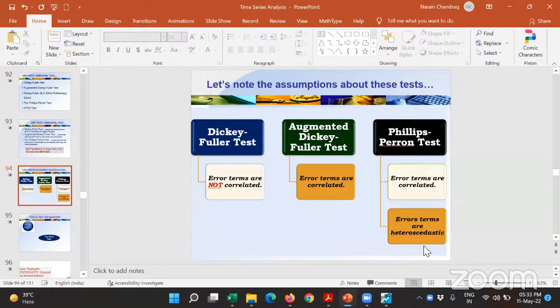So the Phillips-Perron test is generally accepted for checking for stationarity itself, because in most of these cases your data set does suffer from the problem of autocorrelation as well as heteroskedasticity. These are common features of time series, most economic and financial data sets suffer from both these problems, and hence the Phillips-Perron test is generally accepted for testing stationarity.